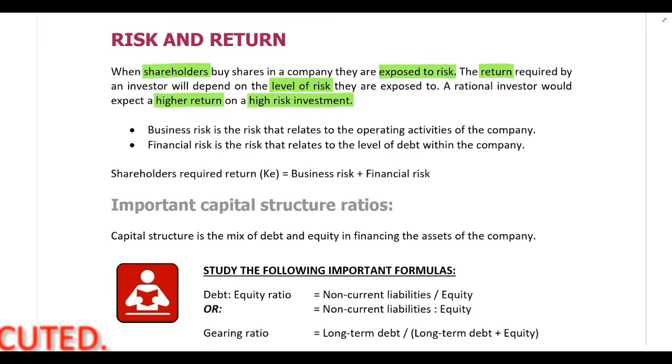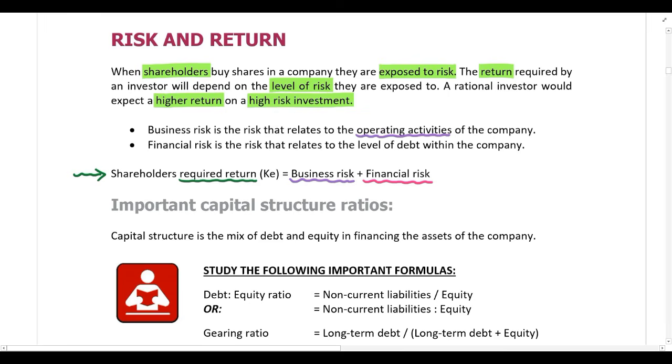So that's the relationship between risk and return. If something is very risky, you would expect a higher return on your investment. If it's very low risk, you'd be happier to accept a lower return. So when shareholders buy shares in a company, the return that they require on their investment is going to depend on the amount of business risk that they're exposed to, as well as the amount of financial risk that they are exposed to. Now, business risk relates to the day-to-day operating activities of the company, and financial risk relates to the level of debt within a company.